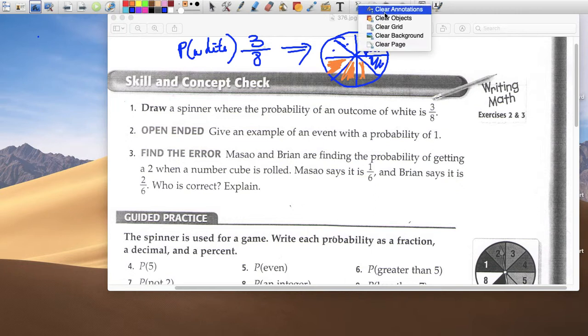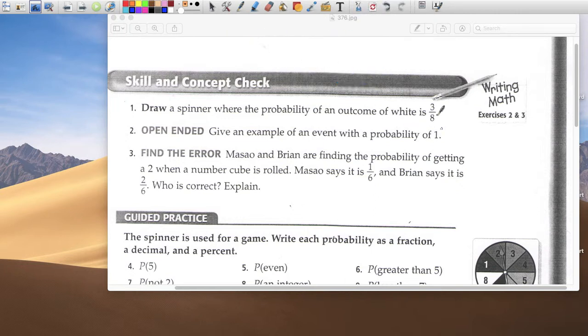So question 2 says, give an example of an event with a probability of 1. So an event that has a probability of 1 is 100%, right? So remember, if you go to that chart that we did in class, right, 100%, this is 0%, then we can write it as a fraction, right? 1 over 1, which is just 1. So it's something that is for sure going to happen.